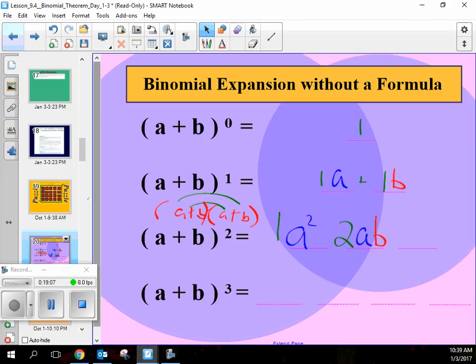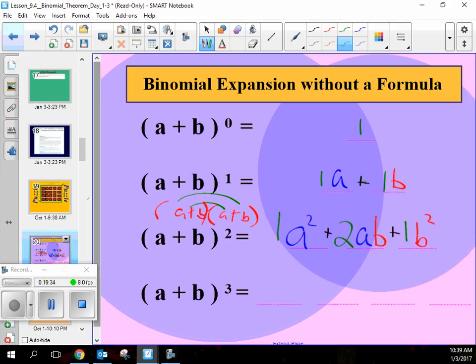And the little connector ones, they can just be little black pluses. And then the last is what? B squared. And what was the number on that one? 1. All right.